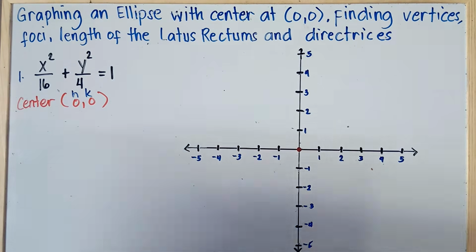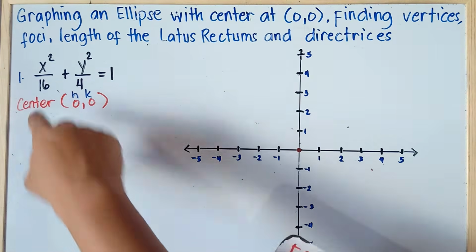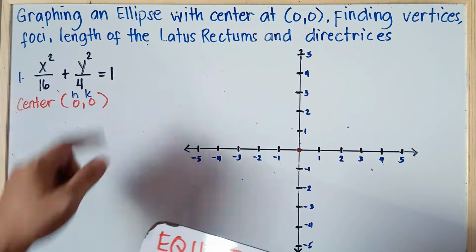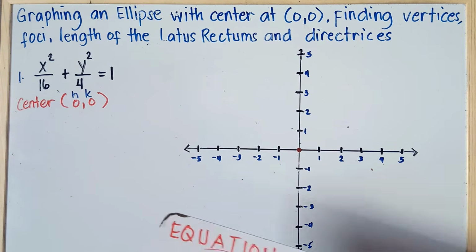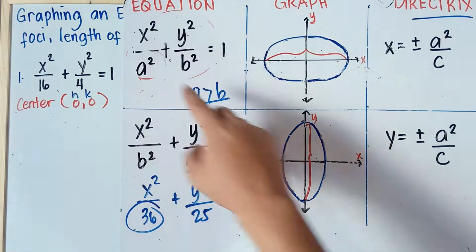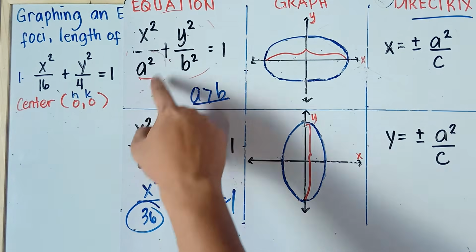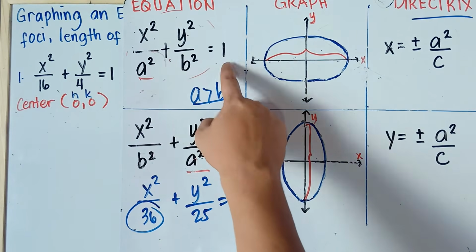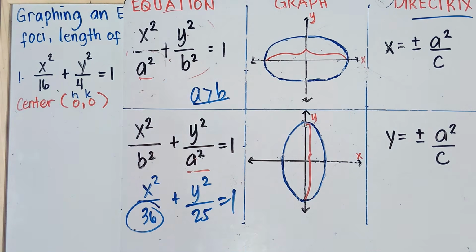Alright, let's find the value of a. Once again, our a is under x squared because 16 is greater than 4 and a is always greater than b. So once again, check the equation. It says x squared over a squared plus y squared over b squared equals 1. So we will be using this equation.